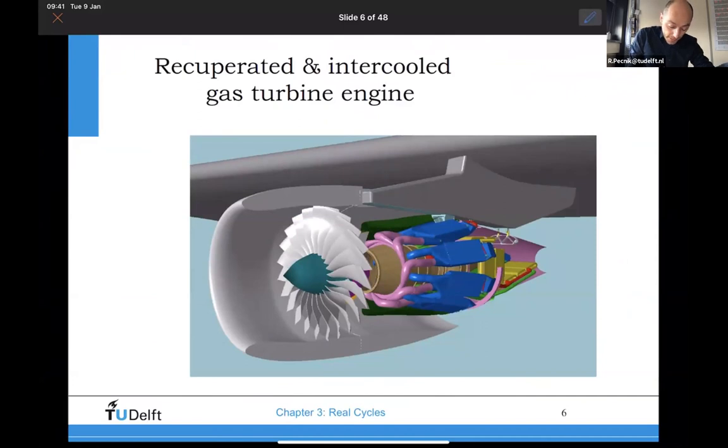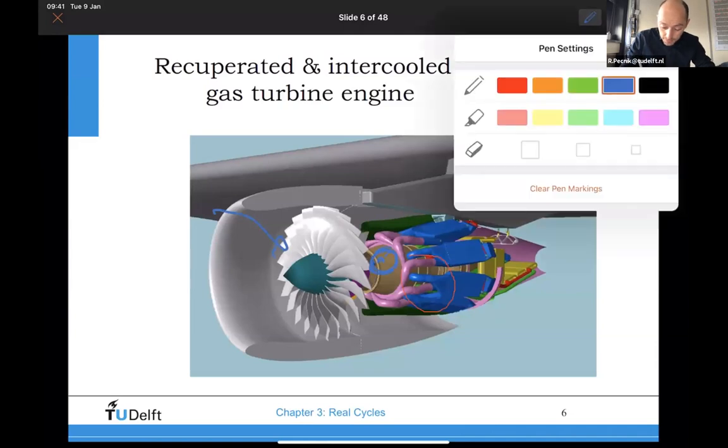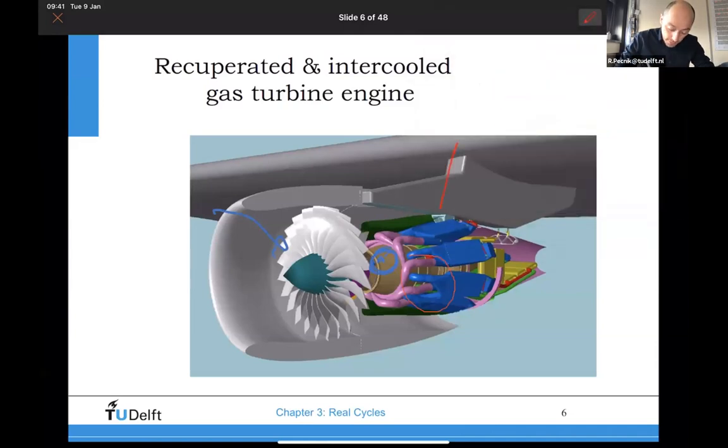So this is the fan. Of course, the big thingy here is the fan. Then here you would see the booster somewhere inside here. So you have the first compressor stages inside here. Then you can see this blue thingy here. Let me use a different color. These here are the intercoolers, these blue things. So they are trying to cool down the temperature after the booster. It goes in here, it's cooled down, and it goes back to the high pressure compressor.